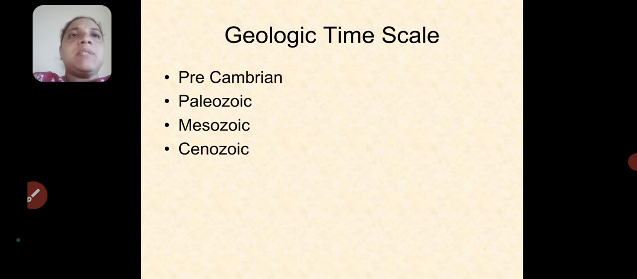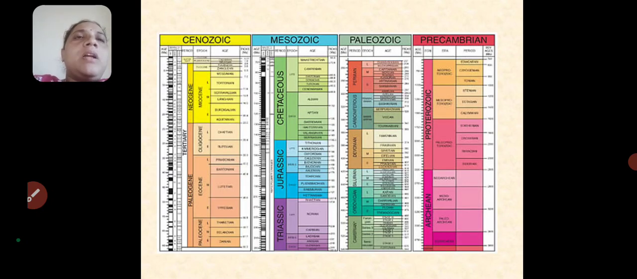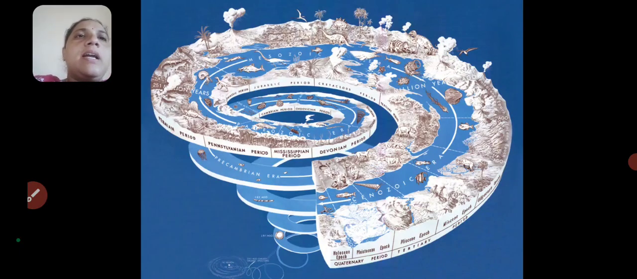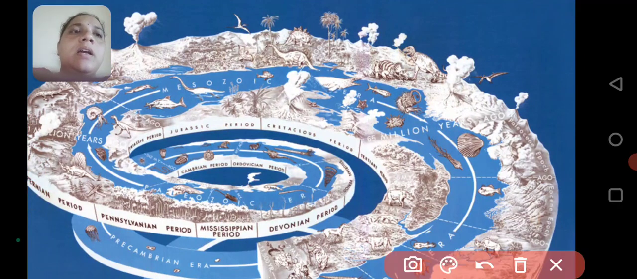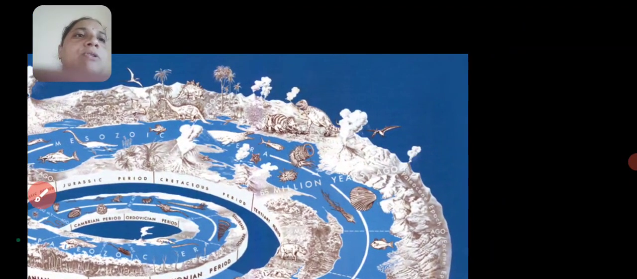In the geological time scale, mostly and predominantly four eras are there. They are Precambrian, Paleozoic, Mesozoic and Cenozoic. In these eras, different periods are there. Okay, ma? In this picture, you have to observe that all the periods are here. This is a Paleozoic period, this is a Mesozoic period and this is a Cenozoic period.